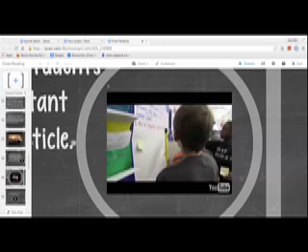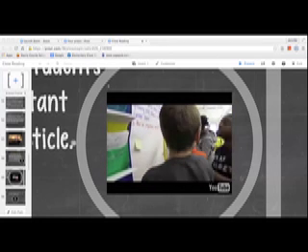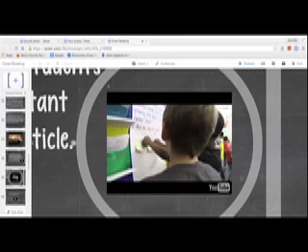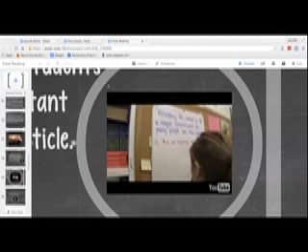I try to get kids talking to each other about text as much as possible, and it allows them to understand parts of text that maybe they didn't understand on their own, but can get from their peers.